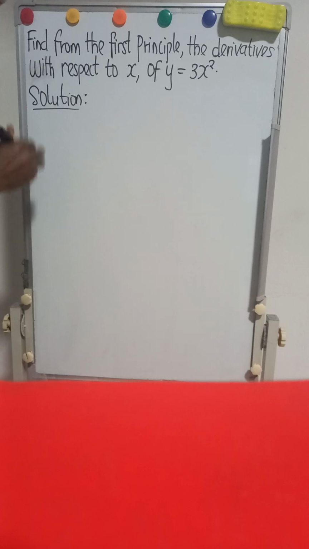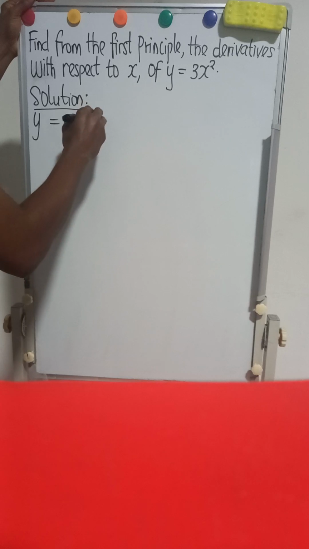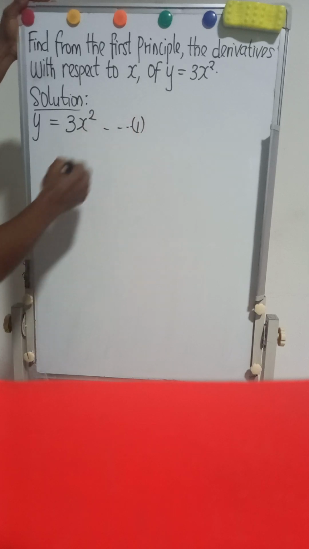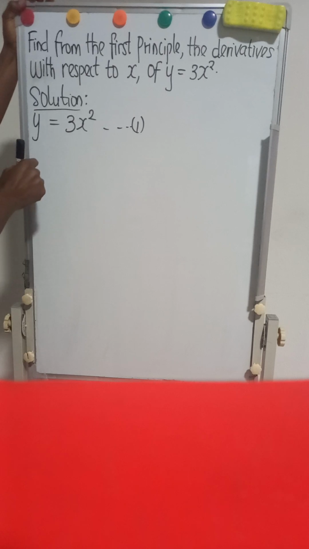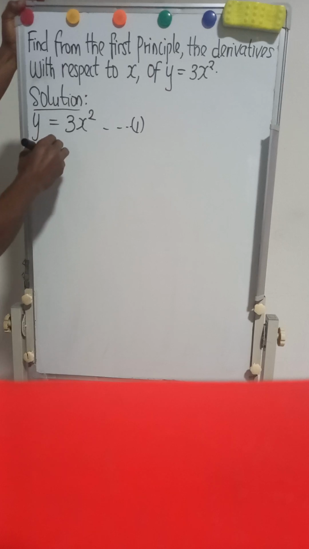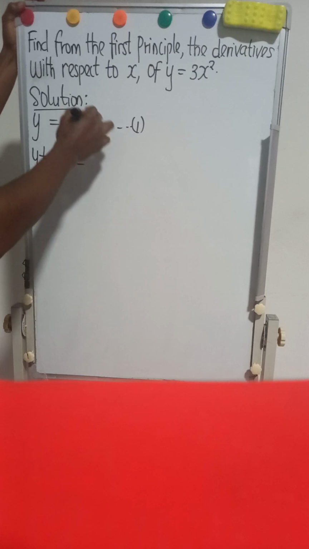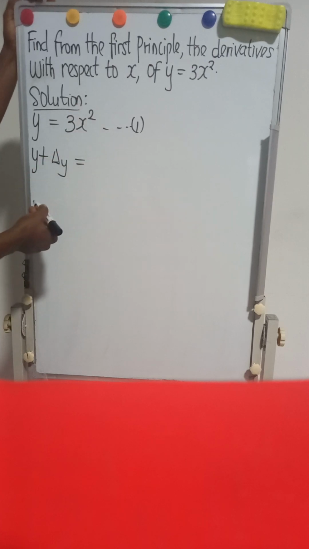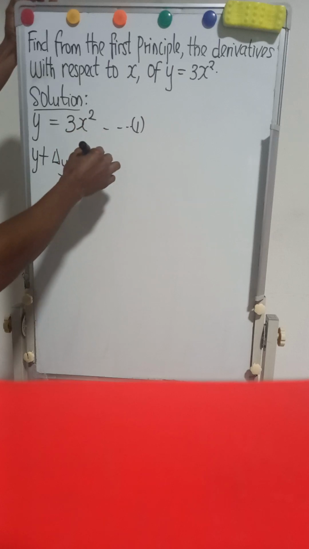Now solution, y is equal to 3x squared. We call this equation 1. Now, let there be a little change in y and a change in x also. So if you add the change in y here, y plus change in y equals, anywhere you see x on the right hand side, you add change in x to it. Anywhere you see x, it becomes x plus change in x.